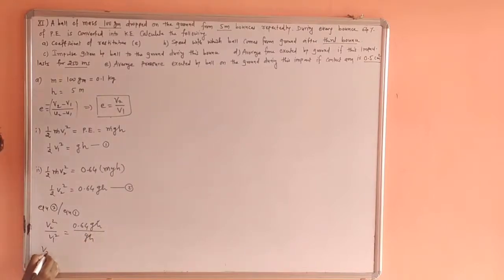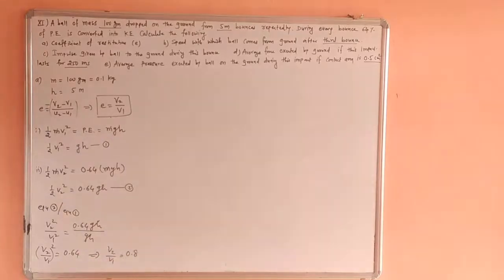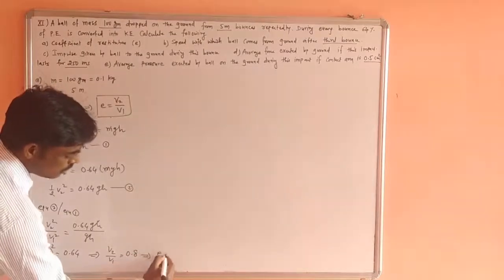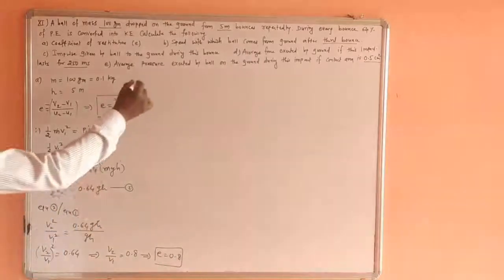So v2 upon v1 whole square is equal to 0.64. Therefore v2 upon v1 becomes 0.8, and it is nothing but the coefficient of restitution. So the first answer we get: the coefficient of restitution is 0.8.